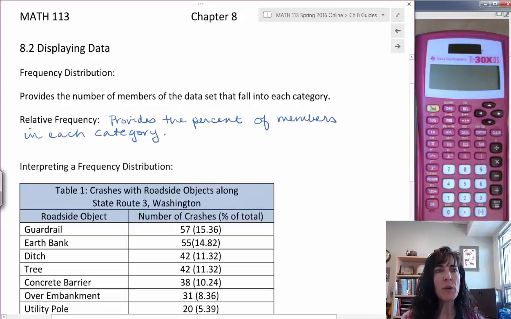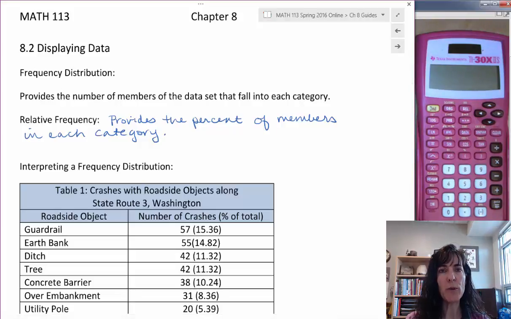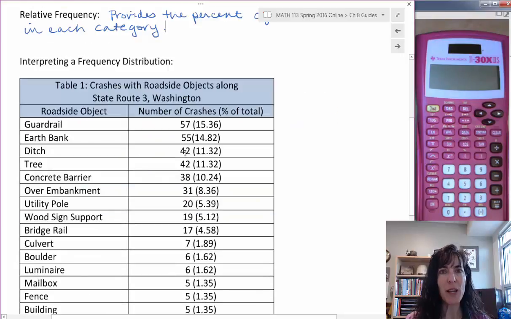distributions. A frequency distribution provides the number of members from a data set that fall into each category that you're using for your distribution. And I'll show you an example that uses that. The relative frequency provides the percent of the members instead of the number of the members that are in each category. Here's an example. We have crashes with roadside objects along State Route 3 in Washington, and there's a list of roadside objects and the number of crashes and then the percent of the total.